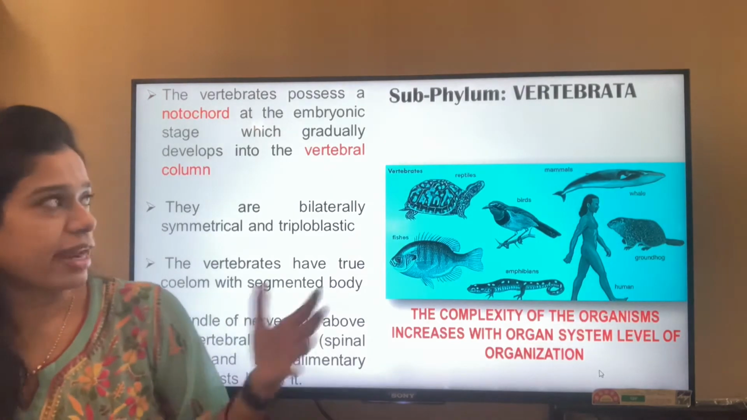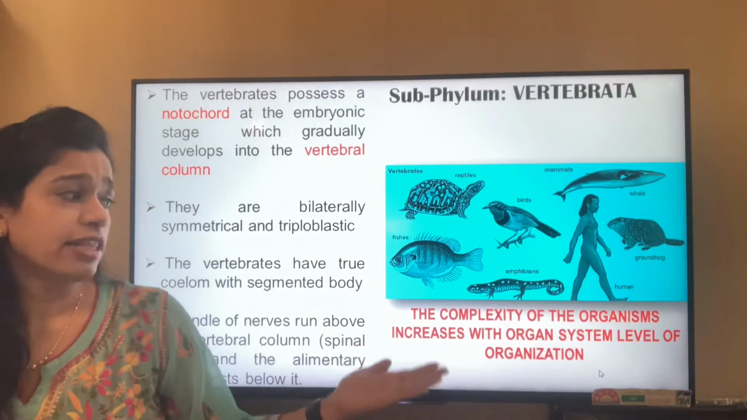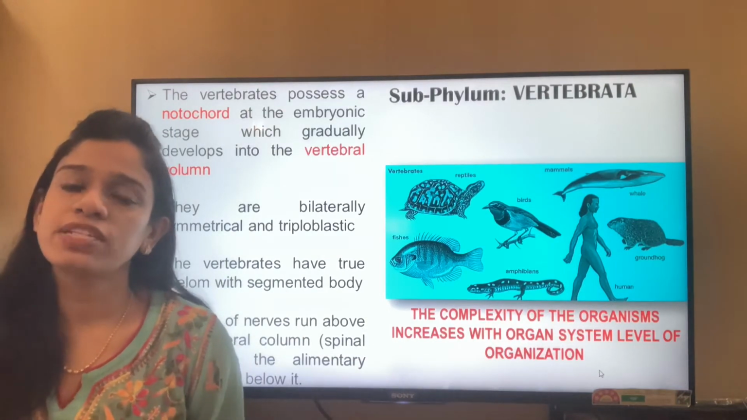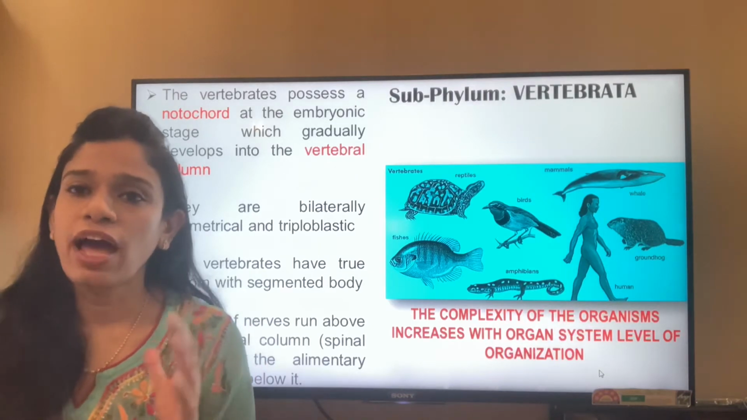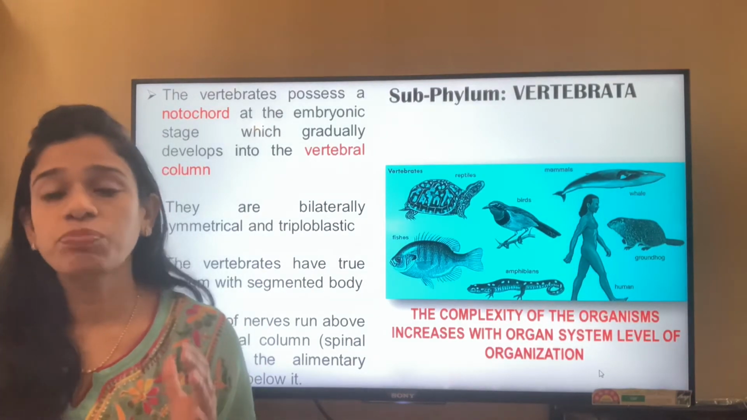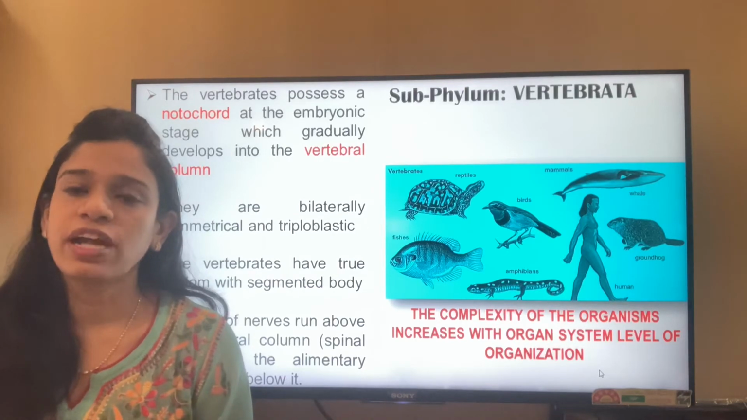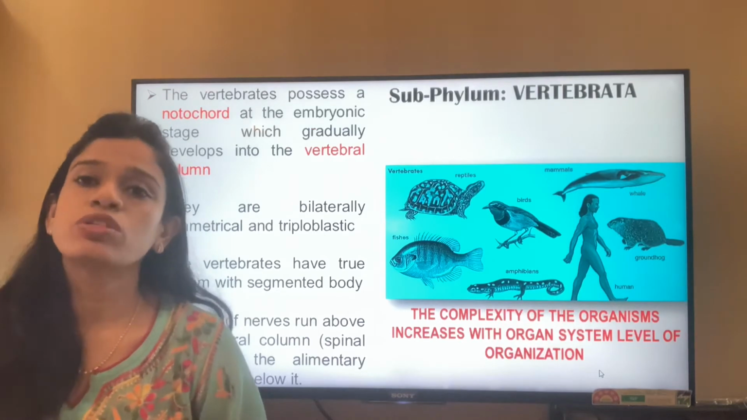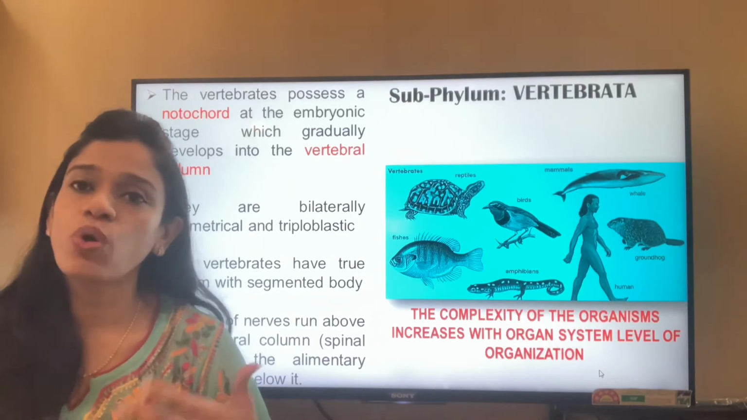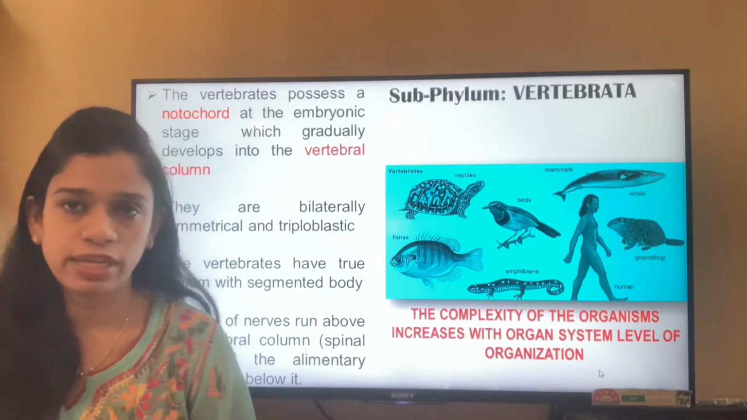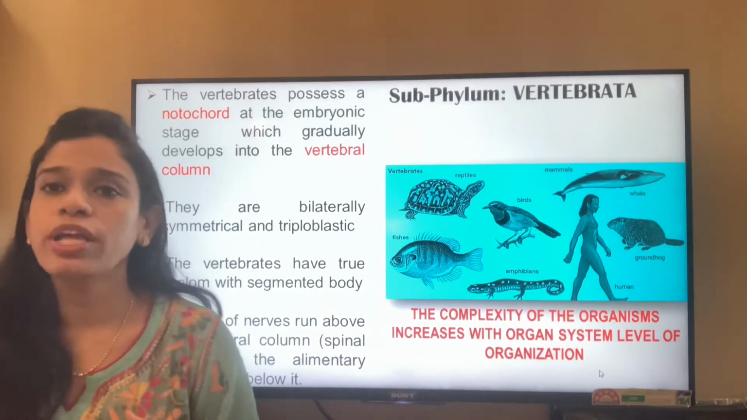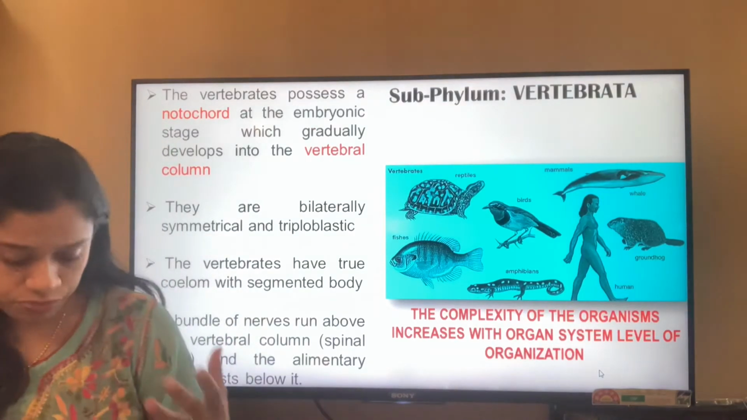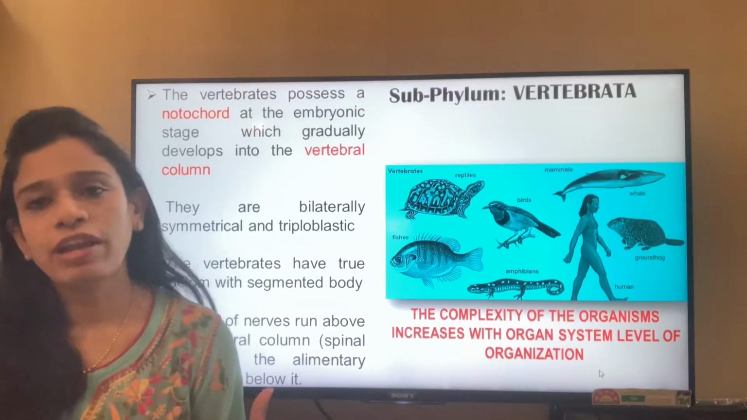So these are the main characters of the phylum Vertebrata, and the complexity of the organism increases. Now we have studied that in chordates we have an organ system level of organization, but the complexity of each of it increases, because we are moving more towards evolution. We are going to study more evolved organisms. So the complexity of the body, the complexity of each organ structure, slowly increases. So this is about the subphylum Vertebrata.